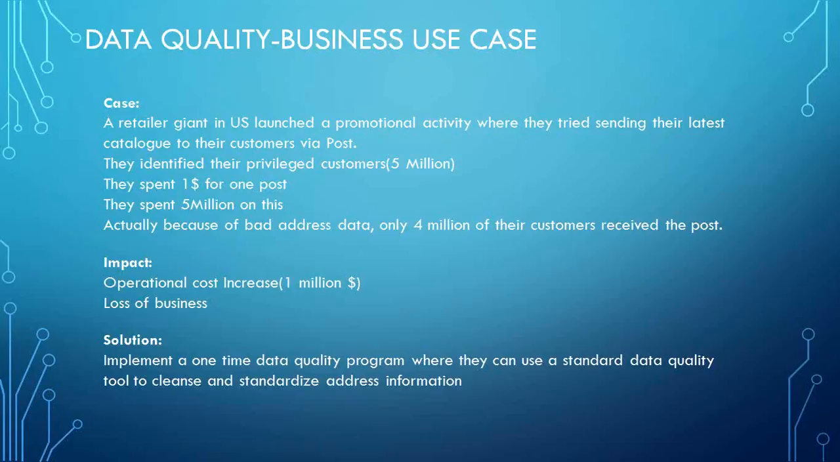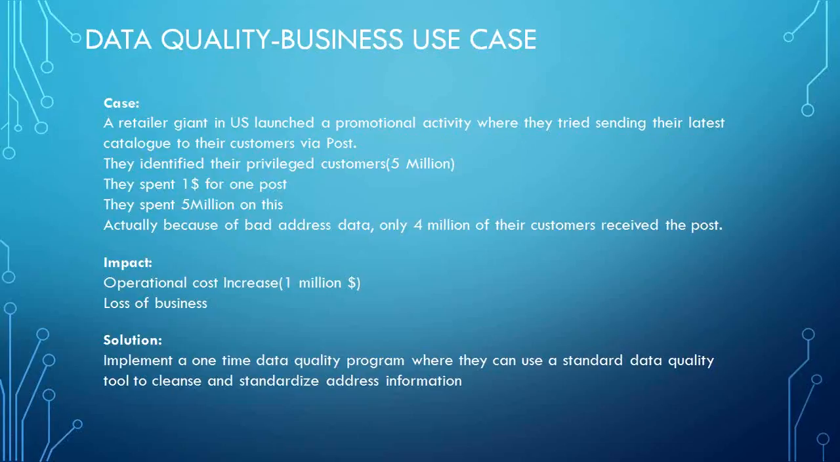That's not a problem. He has spent 5 million. He's expecting at least 2 to 3 million of his privileged customers to come back, visit his store and give him business. But what actually happened? He was expecting 3 to 4 million customers to come back to his store, but the address data quality is really bad. Most of the envelopes have come back. The addresses that the retailer was maintaining were not accurate, so the envelopes didn't reach the end customers. So in this use case, what is the impact to the company?